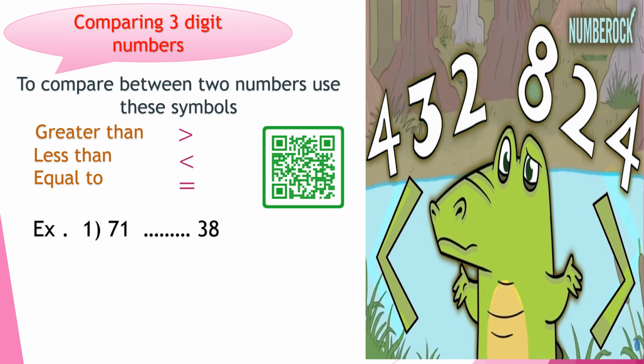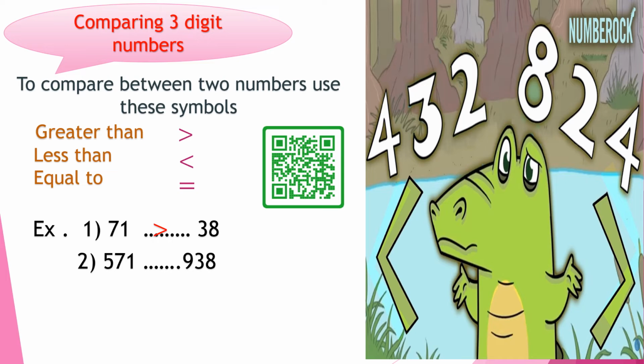For example, number 1, 71 and 38. We have two digits and we have here also two digits. Then look at the tens place. 7, 3. 7 is greater than 3. Then 71 is greater than 38.